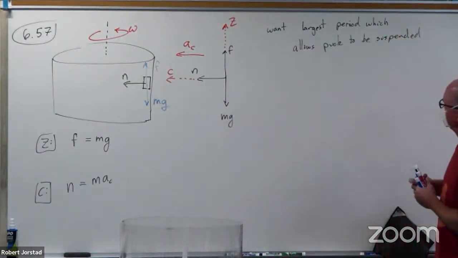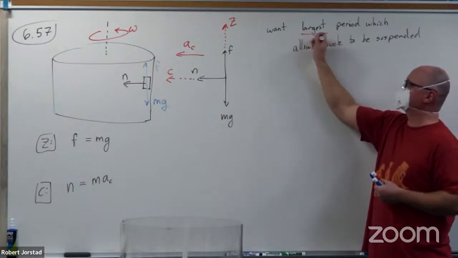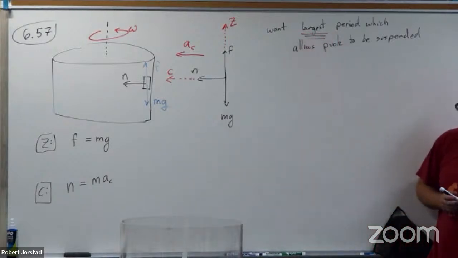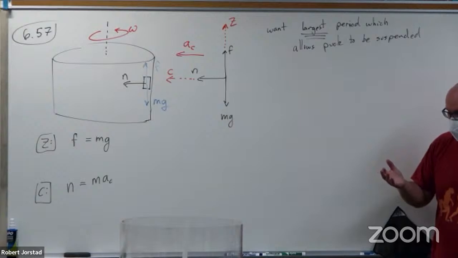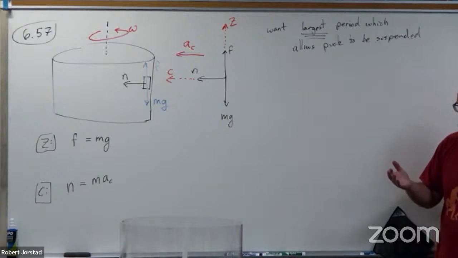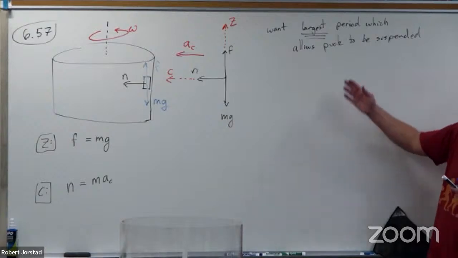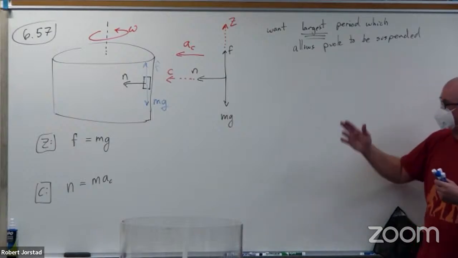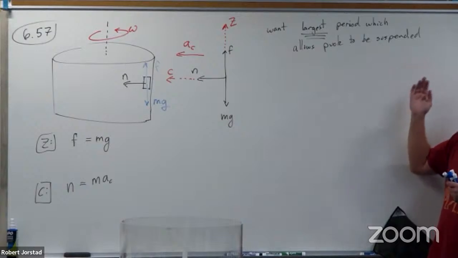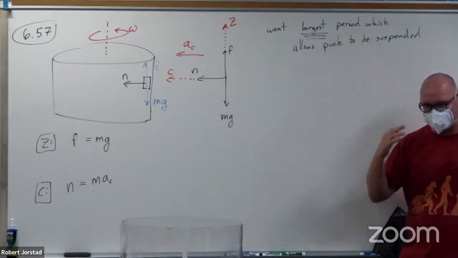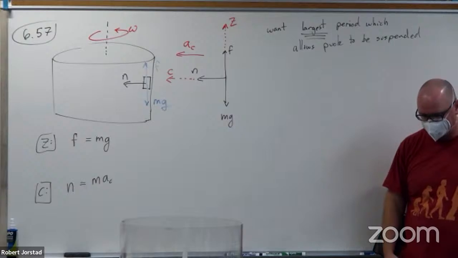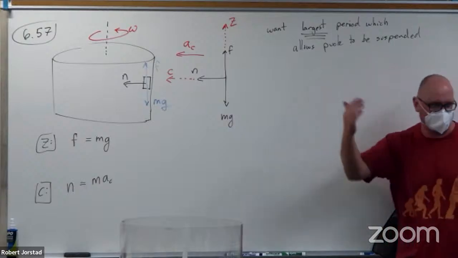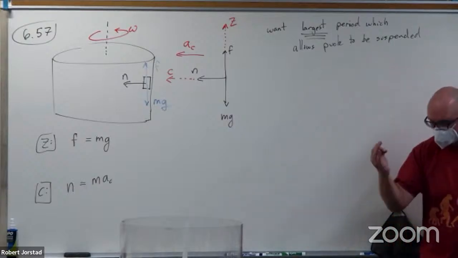I want the largest period. Largest. What frictional condition applies? Take a guess. Is it sliding down the wall? If we allow it to be suspended, is it going to slide or not? No. Large period. Is that fast or slow? Slow. Any slower, it's going to slide. What's the frictional condition?